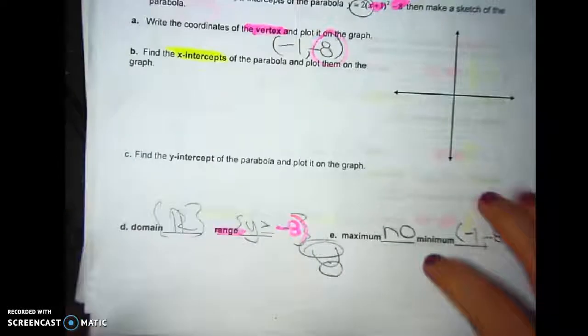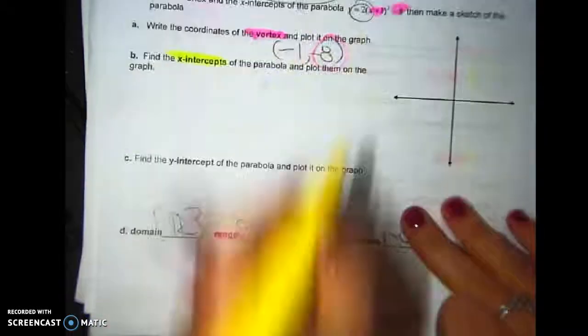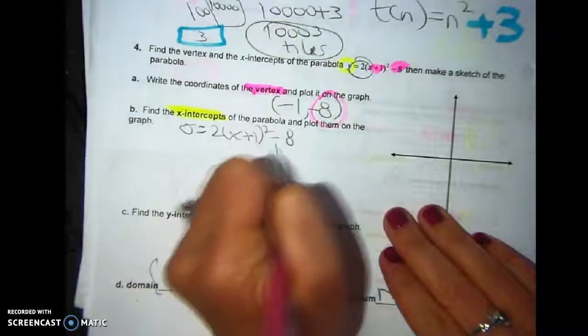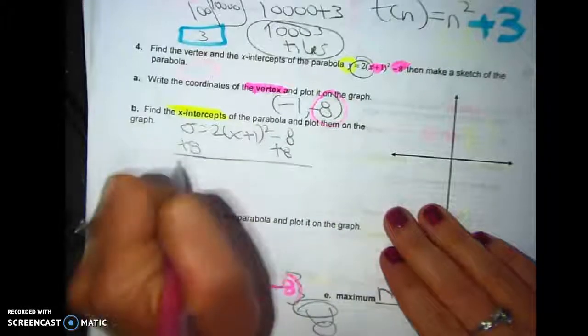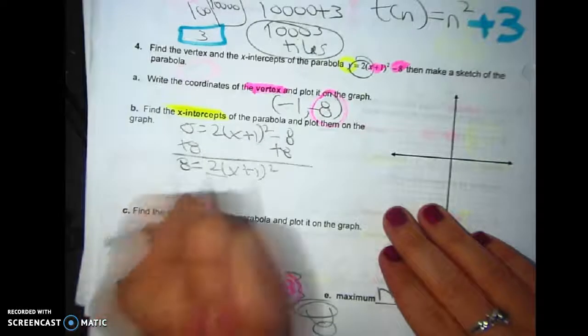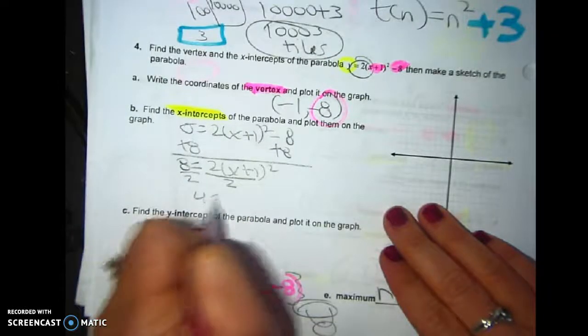Now, the x-intercepts. The x-intercept means I set it equal to 0. So I'm going to go 0 equals 2, x plus 1 squared minus 8. Add 8 to both sides. I think a lot of you remember this now. The hard part is when do you do it? And it's whenever it's in vertex form.